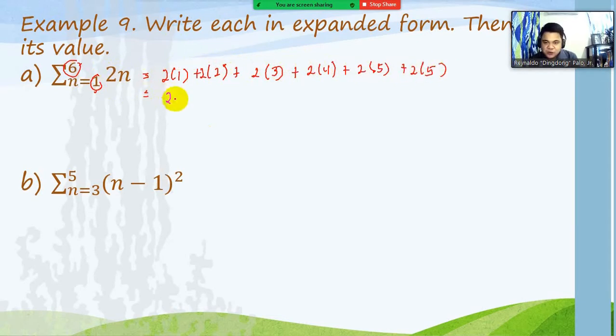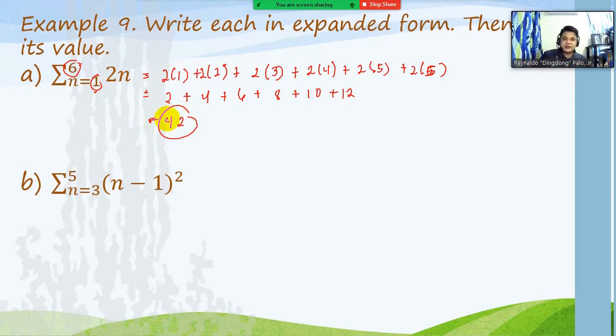2 times 1 is 2. 2 times 2 is 4. 2 times 3 is 6. 2 times 4 is 8. 2 times 5 is 10. And 2 times 6 is 12. Then all you need to do is to add them all to get the sum, which is 42. The summation of 2n from 1 to 6 is 42. So that's how you're going to read it since the sum is already there.